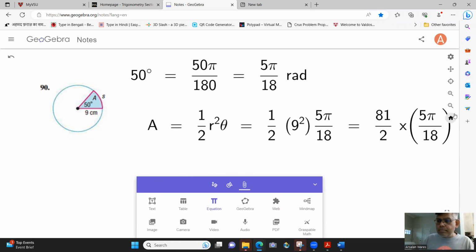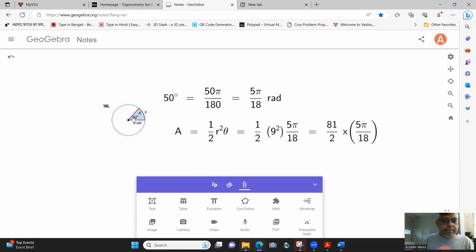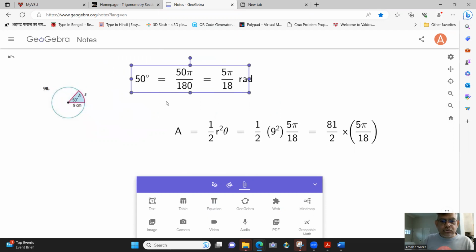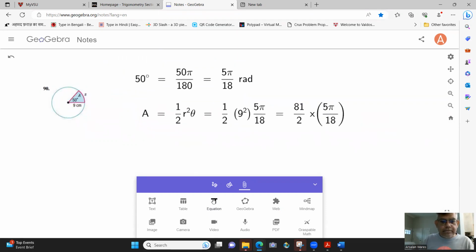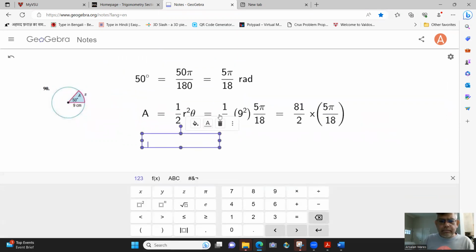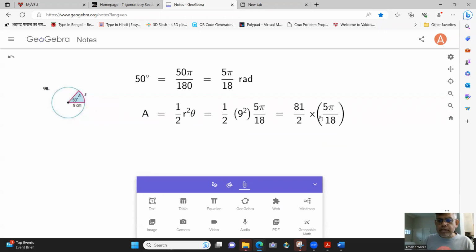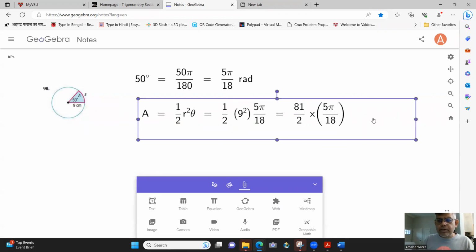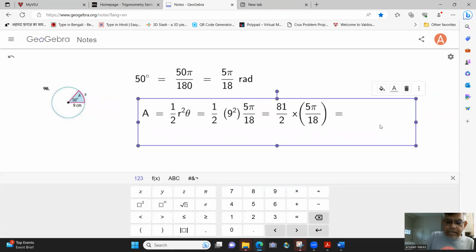I know I made it a little too small. Hopefully not too bad. Now this gives me a little bit more room, so I'm going to do it right here. 81 divided by 9 is 9, 9 divided by 2. Don't forget the 2. And 5 pi is 5 pi. 18 divided by 9 is 2.